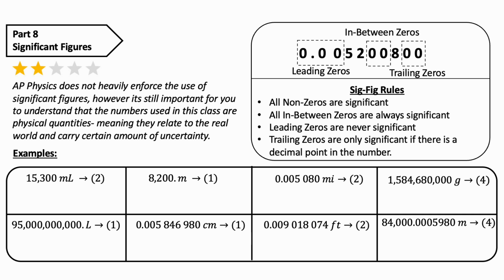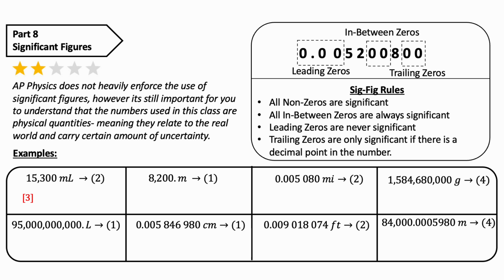Okay, let's start with number 1. We have the number 15,300. Our sig fig rules tell us that the 1, the 5, and the 3 are all non-zero, so they have to be significant. So this is really just a question of figuring out: are these zeros important or not? Trailing zeros are only significant if there's a decimal point. There's no decimal point in this number, so only the 1, the 5, and the 3 are significant, so this number has 3 sig figs.